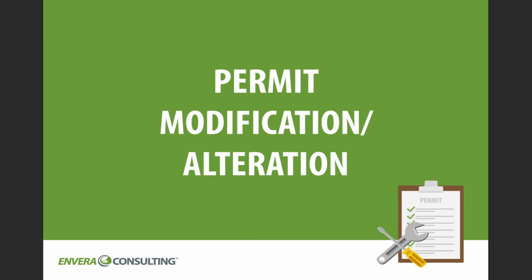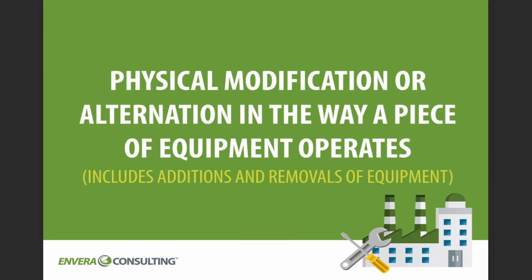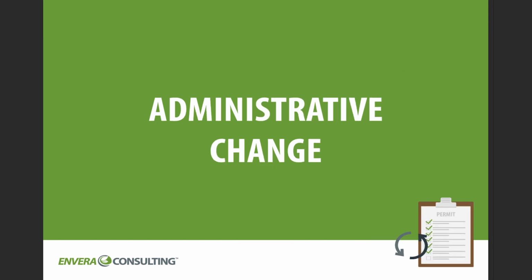There's also a permit modification or alteration, which is a permit to modify how an existing piece of equipment operates. This category is pretty common because it constitutes any physical modification or alteration in the way that a piece of existing equipment operates. Since a lot of people have existing permits and may want to make changes to how that equipment operates, this is a pretty common application. I would say it's probably the most common, or the second most common behind the general permit or new equipment permit type. And then you have the administrative change.